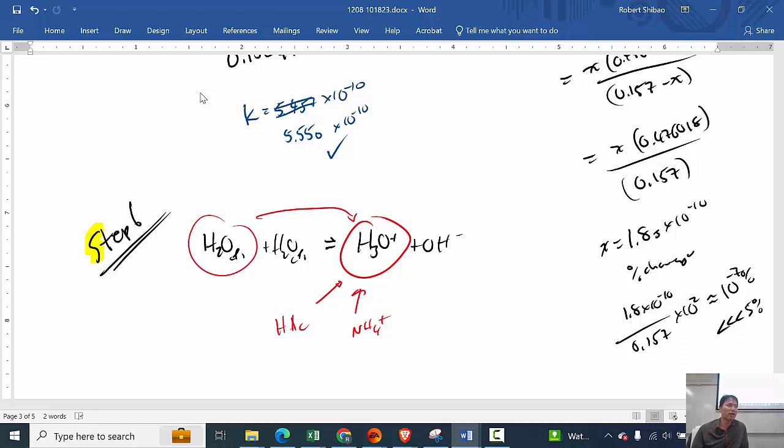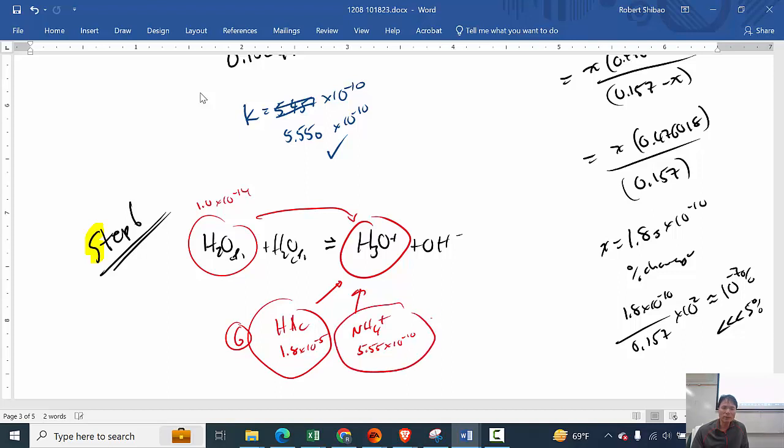And so shouldn't I start off with the largest K, which in this case is going to be acetic acid. This is 1.8 times 10 to the minus 5. Ammonium, oddly enough, is 5.55 times 10 to the minus 10. And water is 1.0 times 10 to the minus 14. So it looks like the biggest would be acetic acid. So maybe this is my step six, then followed by ammonium, which would be my step seven, followed by water, which will be my step eight. Should I do that?